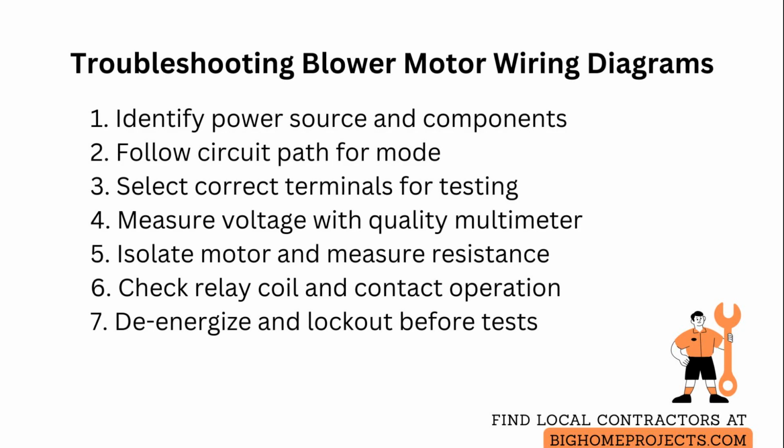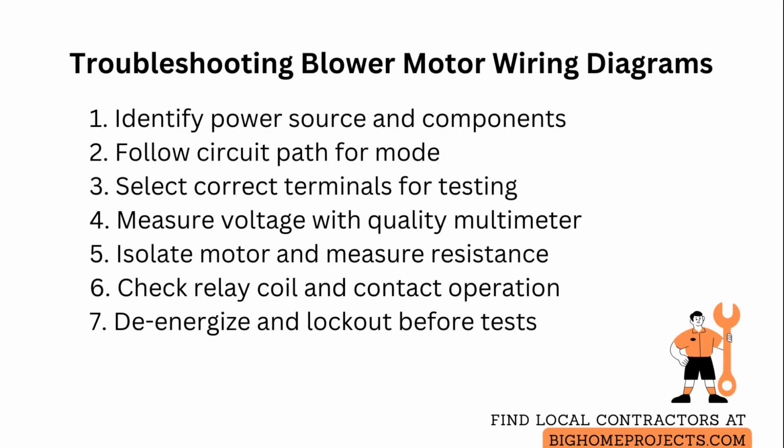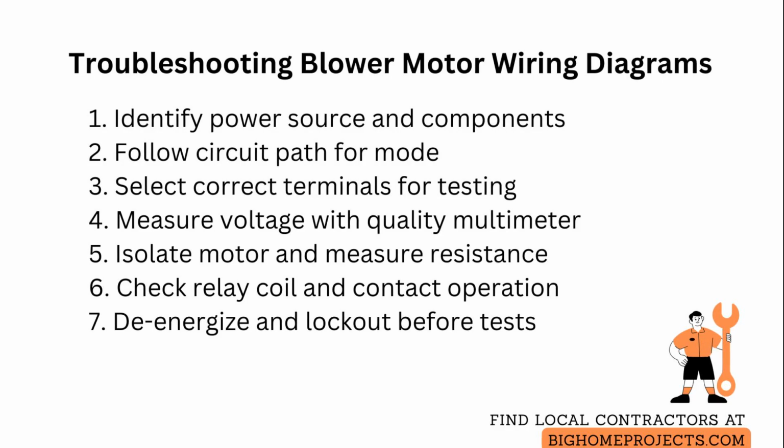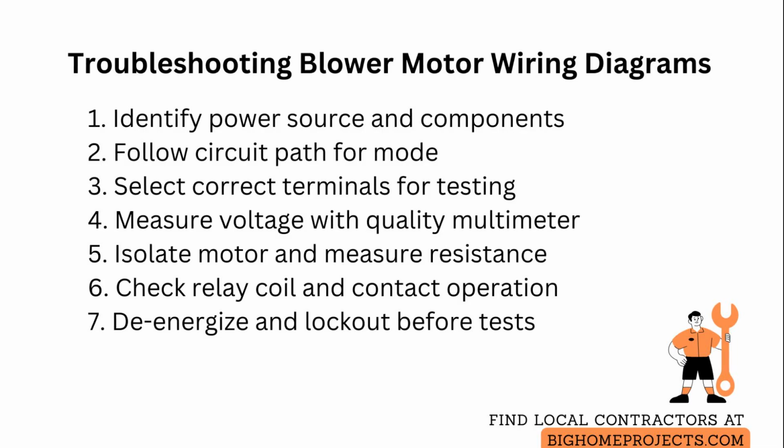Verify continuity of motor windings by isolating the motor and measuring resistance between windings and comparing to manufacturer specifications. Note that a high resistance indicates a broken winding and a near zero resistance to ground indicates a short.